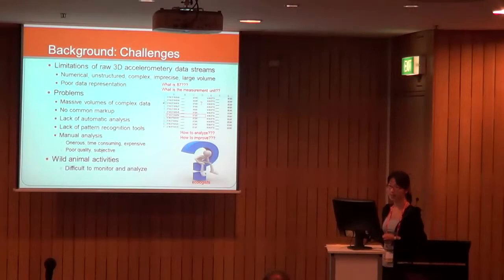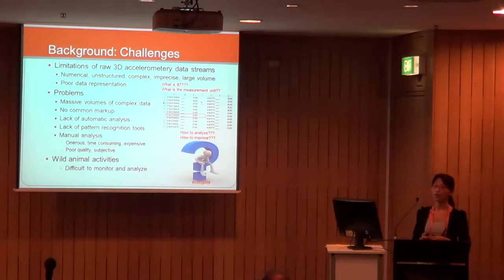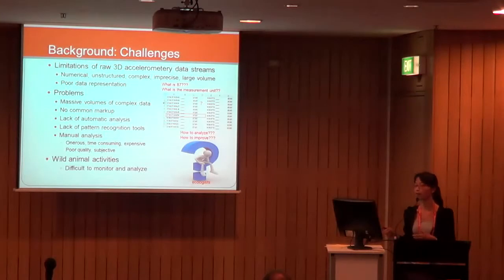If this is speed data, the unit could be kilometers per hour or meters per hour. We also meet other problems: there are massive volumes of complex data, but there are no common markups, which means it's really hard for ecologists in different universities to share their data. There is no common ontology for the types of activity that the ecologists try to monitor. And also there is a lack of automatic analysis tools. The ecologists that we came across just manually go through the files and attach their descriptions there. So it's really time consuming, always expensive, and it also ends up with poor quality data.